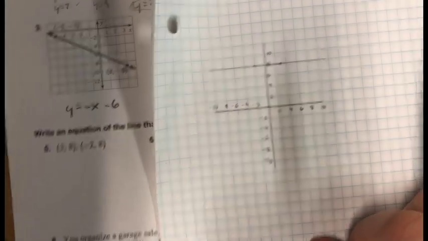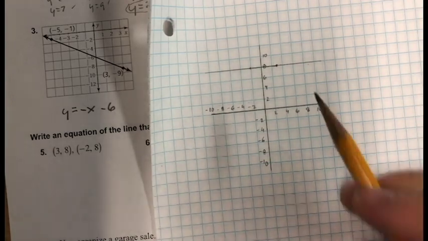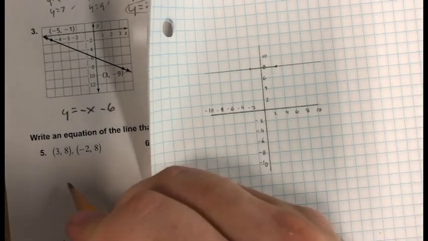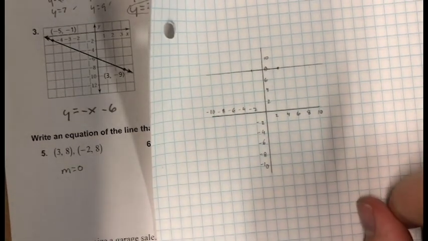Oh man, I wasn't even paying attention. I don't have to do anything on this. If you can recall from the previous sections, when you have a horizontal line, you know automatically that your slope is 0. Well, I didn't even have to do anything.